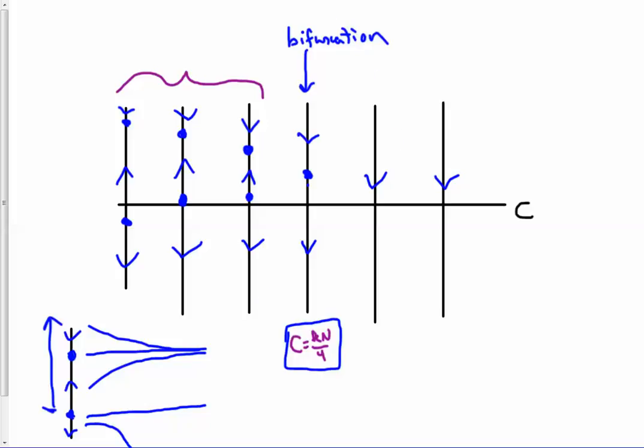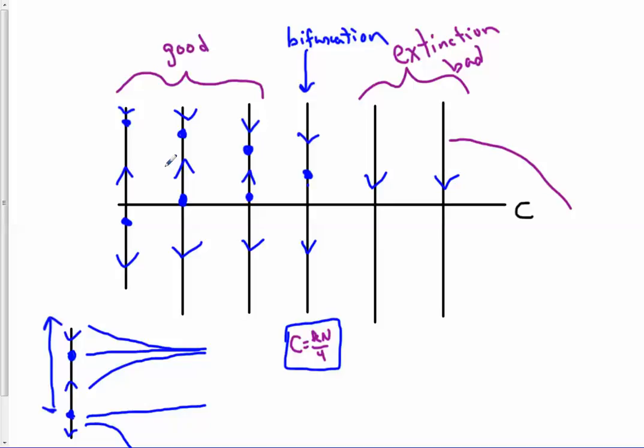Now, if you're in this region, I'll just draw right here. Clearly, you go down. There's no leveling off happening in this region, and that's when C is greater than Kn over 4. So our C is too big. We're harvesting too much, and we drive the fish population to go extinct. So this is extinction, and it's bad. This is good. This is an okay level of harvesting where you're not going to drive the fish population to extinction.